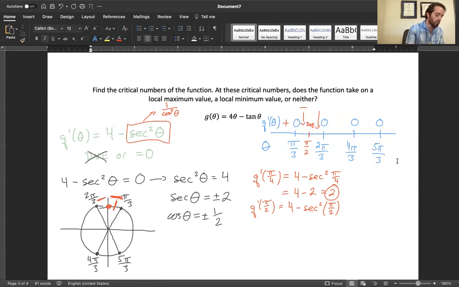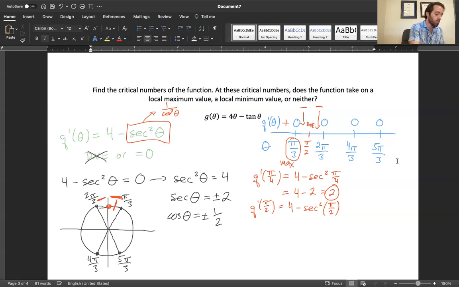In between pi over 2 and 2 pi over 3, you have, again, cosine is going to be small in that interval, and that means that secant is going to be large. 4 minus secant squared is going to be, once more, negative. So far, we do have this classified as a maximum point, because we went from positive to negative there. But as you jump over the does not exist value here, you don't change behavior of the derivative. The function is decreasing before the asymptote and after the asymptote.